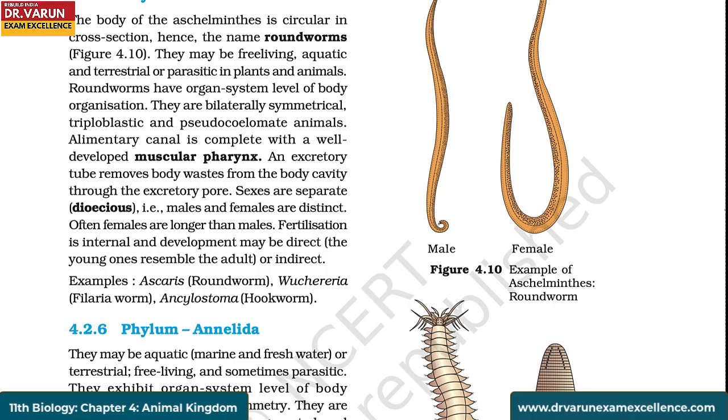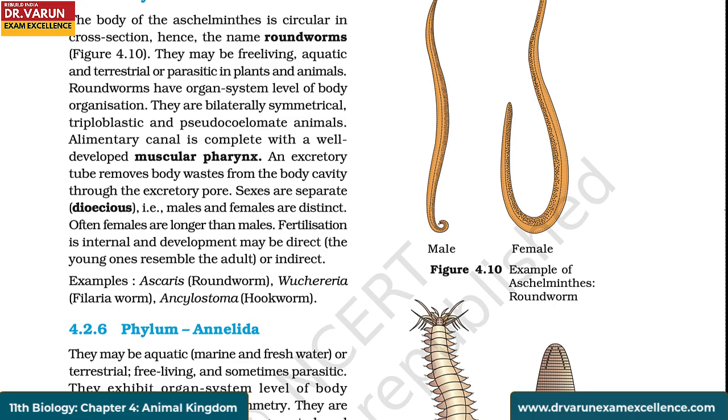Alimentary canal is complete with a well developed muscular pharynx. An excretory tube removes body waste from the body cavity through the excretory pore. Sexes are separate, they are dioecious, that is, males and females are distinct. Often females are longer than males.